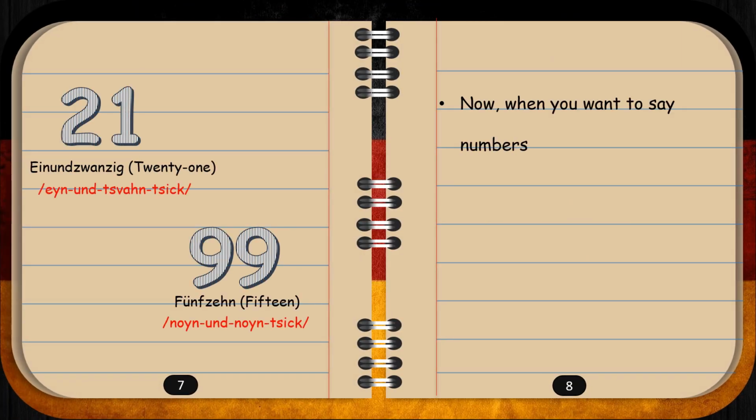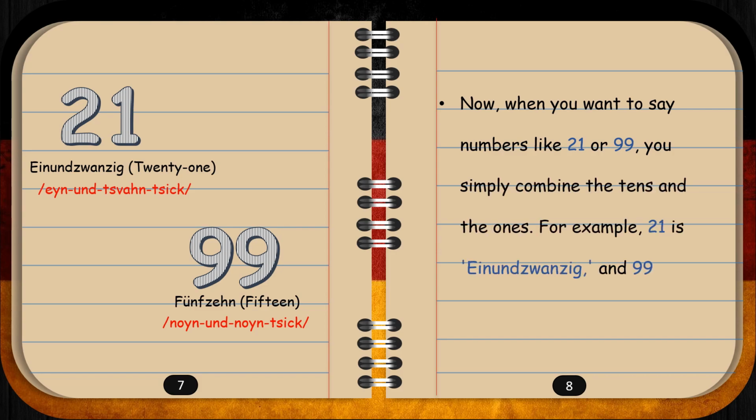Now, when you want to say numbers like 21 or 99, you simply combine the tens and the ones. For example, 21 is 21, and 99 is 99. The word und means and in German.